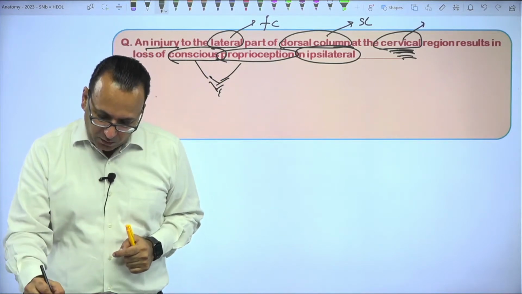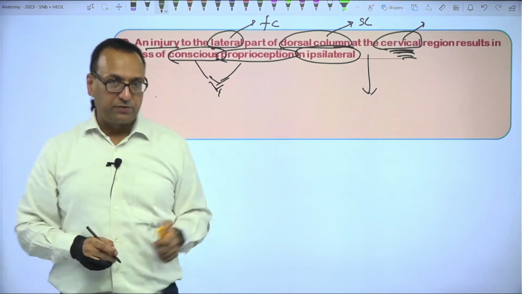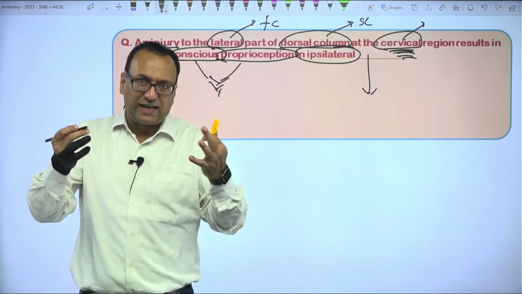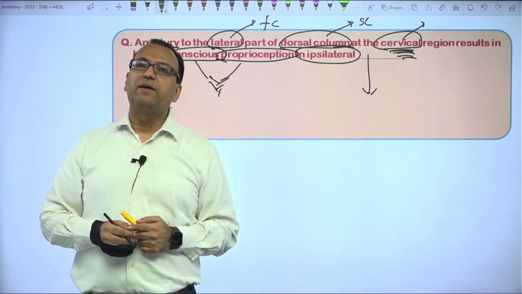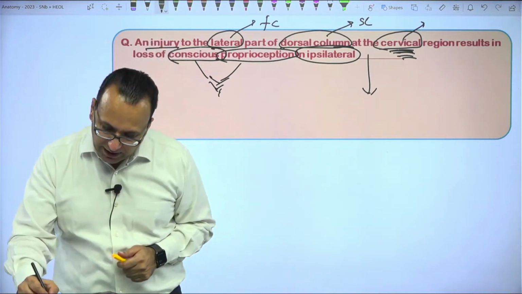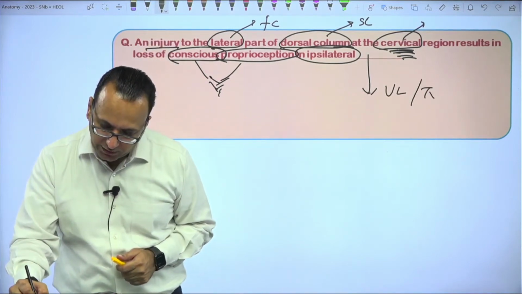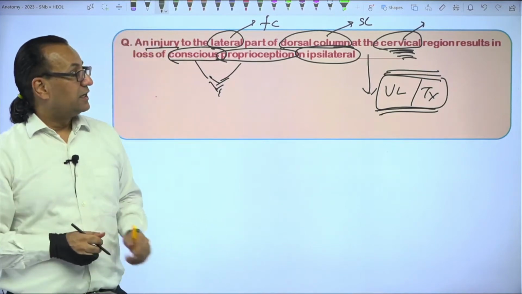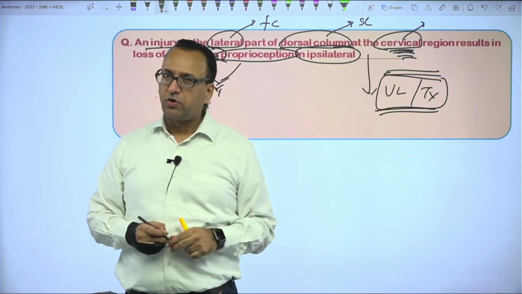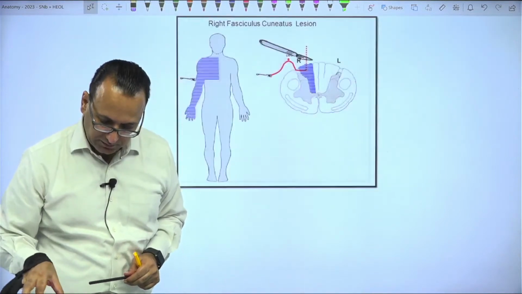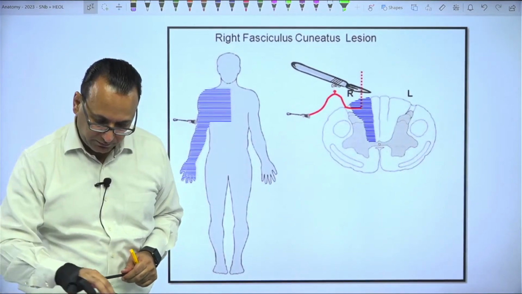So ipsilateral what? Ipsilateral, whatever the cuneatus carries. What does it carry? Body above diaphragm. Body above diaphragm means could be ipsilateral upper limb or thorax. Upper limb is a better answer. So it could be upper limb or thorax, but ipsilateral. It will become more evident when you look at this. So this was the problem.